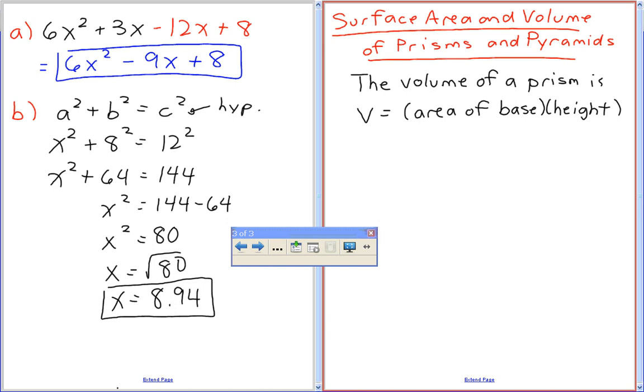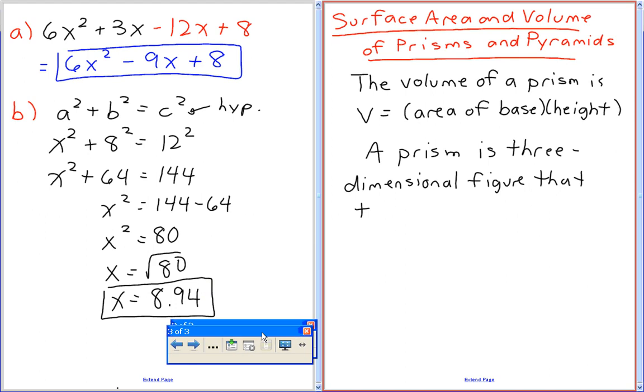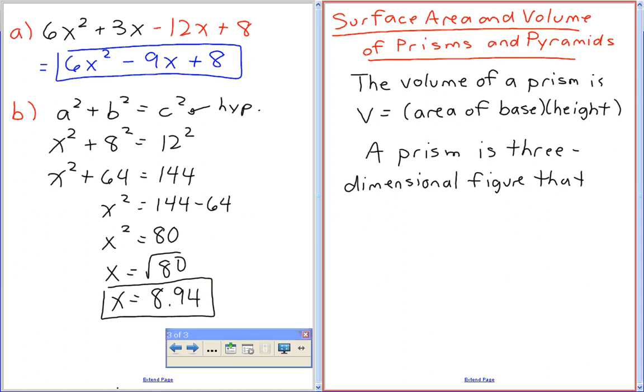We're going to say here then, just to continue here, we're going to say a prism is a 3D figure, a three-dimensional figure, that has the same width all the way through.